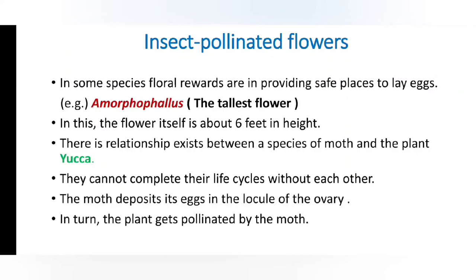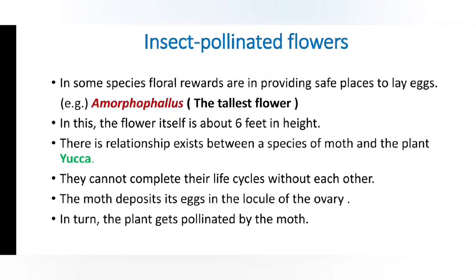Another thing, there is a relationship between a species of moth and the plant yucca. There is a symbiotic arrangement between a kind of moth and the plant yucca. They cannot complete their life cycles without each other. They are badly needed by each other. The moth deposits its eggs in the locule of the ovary.